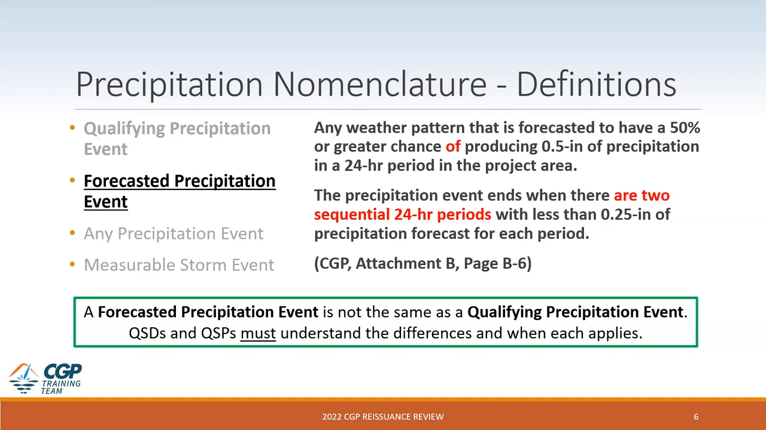The next term I'd like to define is the forecasted precipitation event. A forecasted precipitation event is any weather pattern that is forecasted to have a 50% or greater chance of producing 0.5 inches of precipitation in a 24-hour period in the project area. The forecasted precipitation event ends when there are two sequential 24-hour periods with less than 0.25 inches of precipitation forecast for each period. It's very important to note, a forecasted precipitation event is not the same as a qualifying precipitation event. QSDs and QSPs must understand the difference and when each one of these definitions applies.